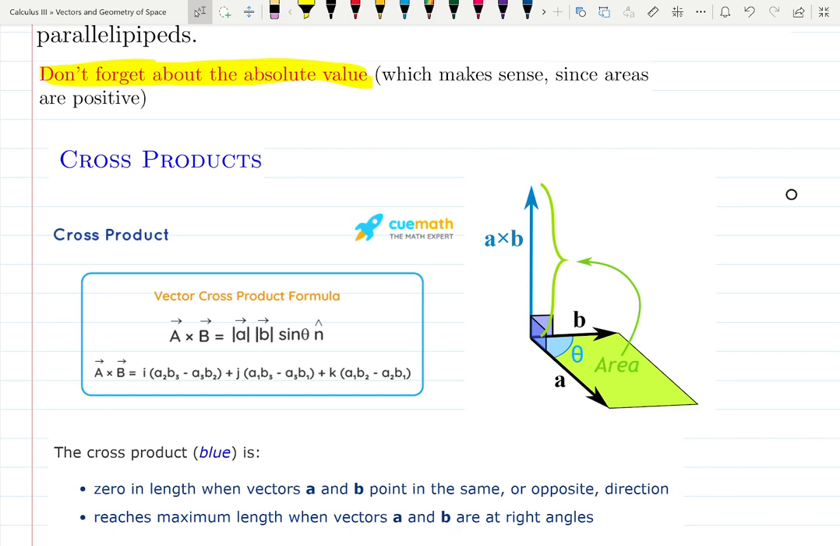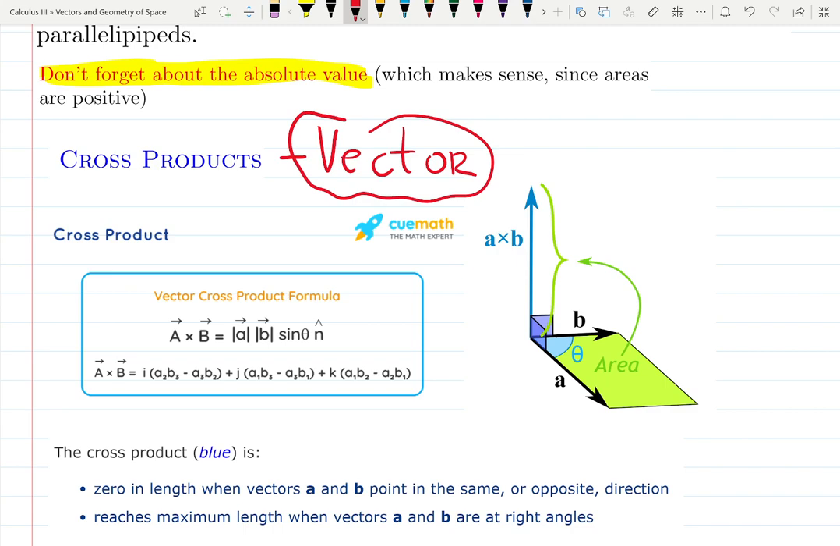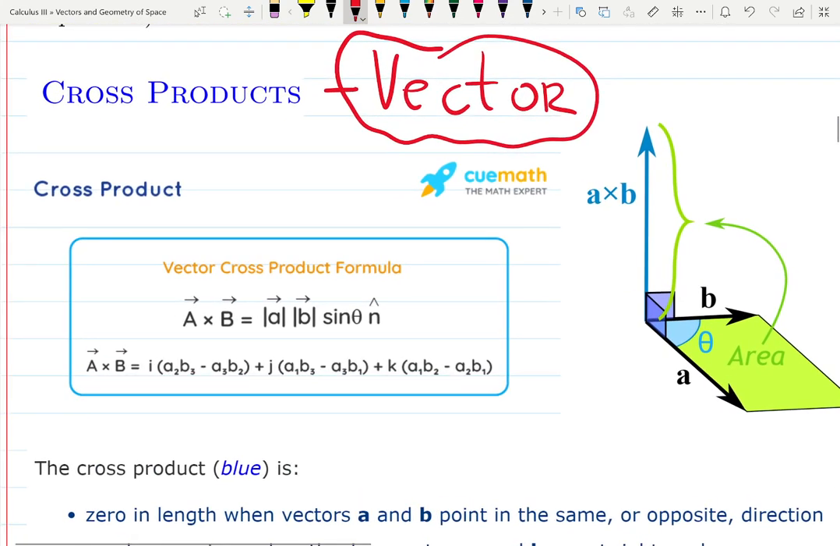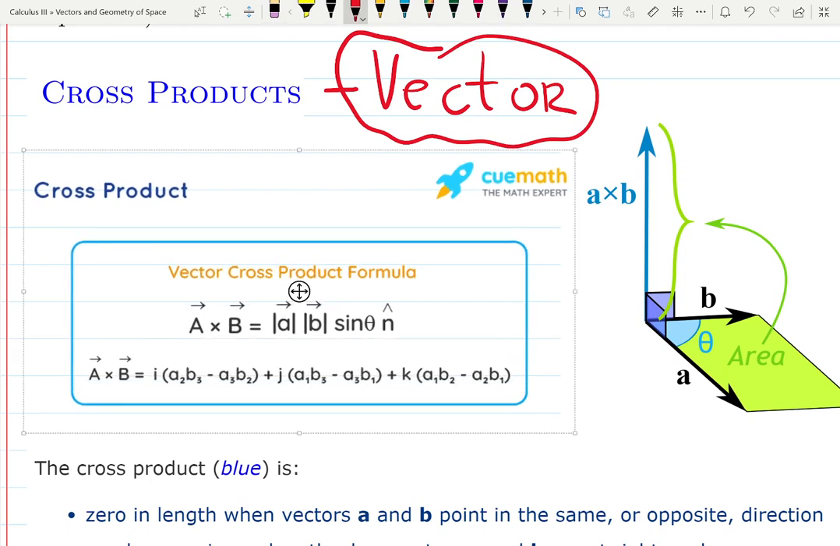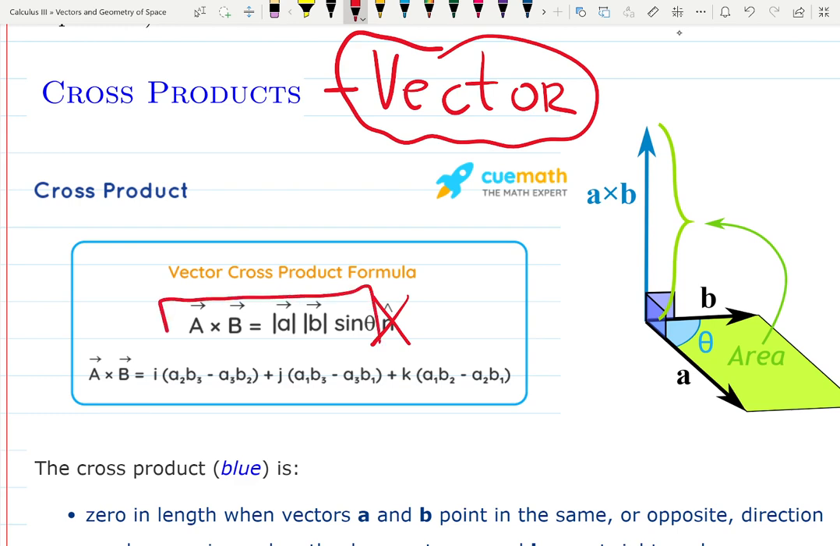Cross product will answer the opposite question, how perpendicular things are. And unlike dot product, which is a number, cross product is a vector. So that is very important. That's why sometimes they call it vector cross product, as you can see here in the formula. Write this formula down. This n is not going to be covered in our book, so we don't need to have it. But these are two formulas.